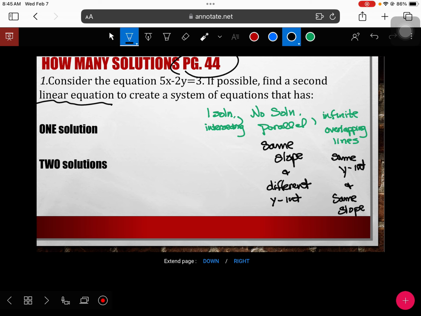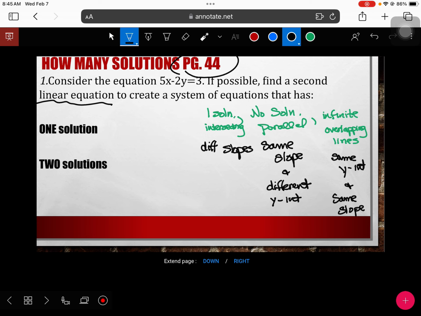So what about the one solution? If they're intersecting lines, I think they could have the same y-intercepts. I think so. So they would have different slopes, period. And then they might have different y-intercepts or they might have the same.